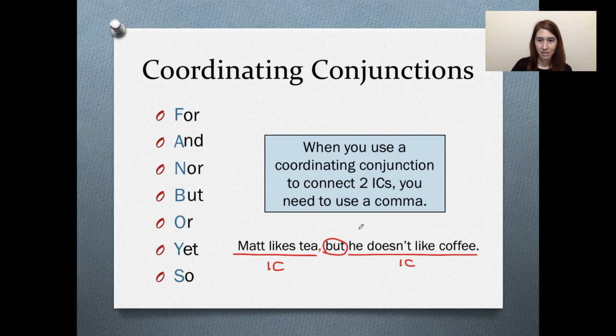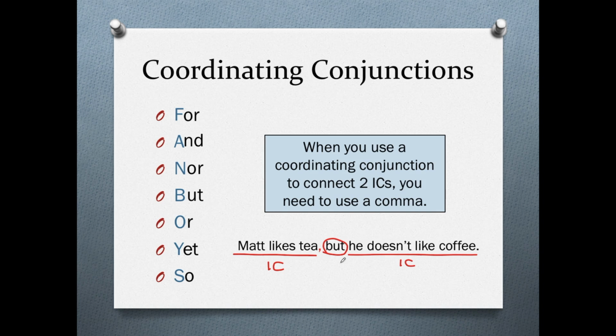Matt likes tea. He doesn't like coffee. These are two complete sentences. We're using but to join them. If you just write Matt likes tea, period, that's a simple sentence. But if you want to make it a higher level sentence, then you can make it a compound sentence by just adding the comma and using but to join them.